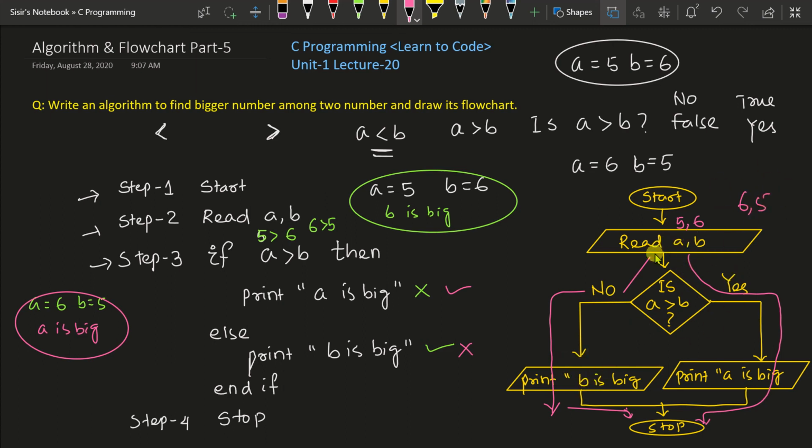But this algorithm will not work if you provide 5 and 5 as input. Because if you provide the same value, 5 is greater than 5, the condition becomes false, and every time it will say that b is big, which is wrong actually. So you should not provide that for this particular algorithm. The constraint is you should not provide two equal values to this algorithm. Otherwise the algorithm is perfectly all right.